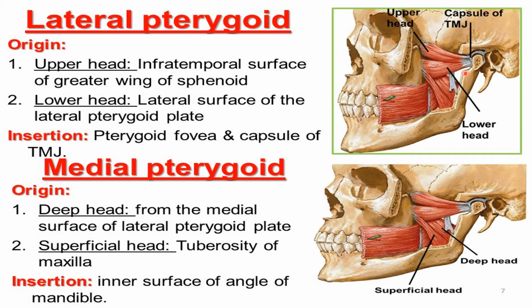So what will be the action? Both of these muscles are involved in the side to side movement of the mandible. When they contract, side to side movement of the mandible takes place, because of their origin and insertion, which I can show you.